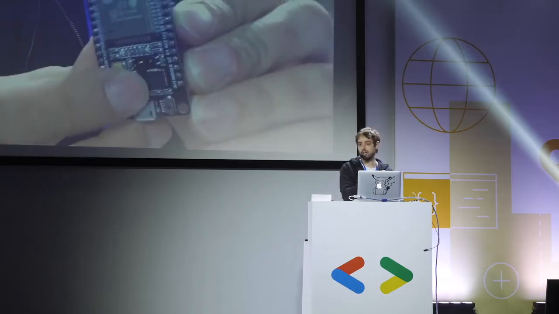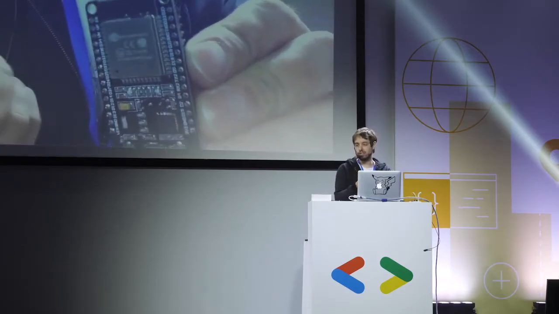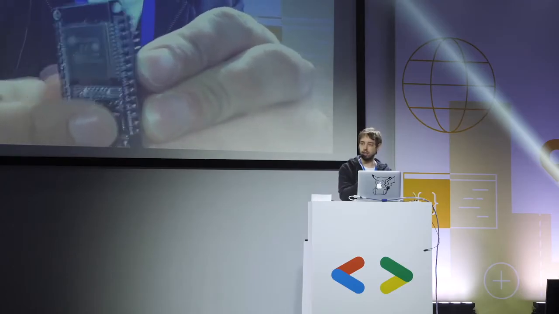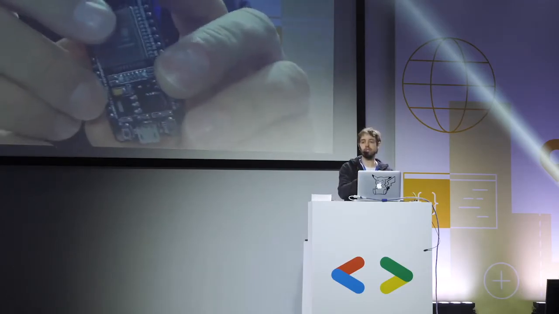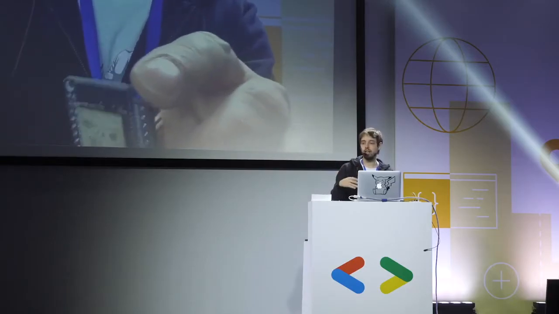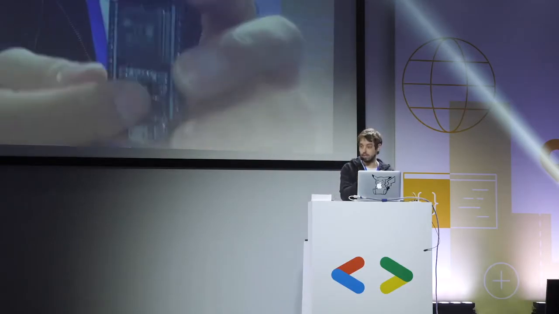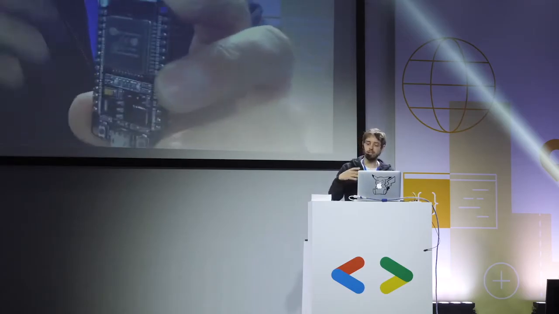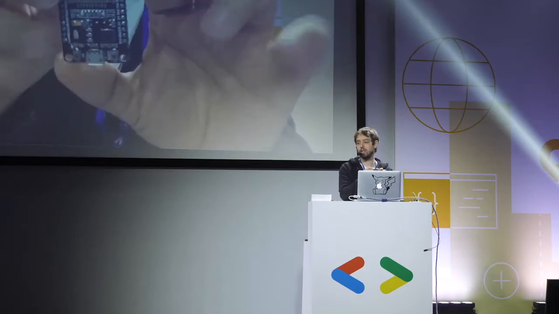Another advantage of this one is that it features cryptographic hardware acceleration. So if you want to do some crypto stuff like signing keys, RSA, elliptic curves, you have dedicated hardware for that to make it very, very fast. Today we will use this microcontroller because it's one of the best ones right now.